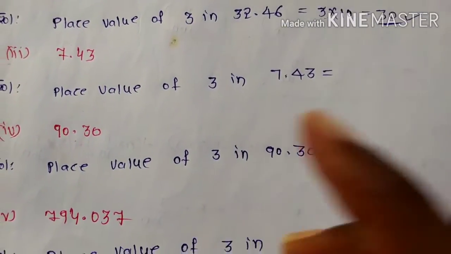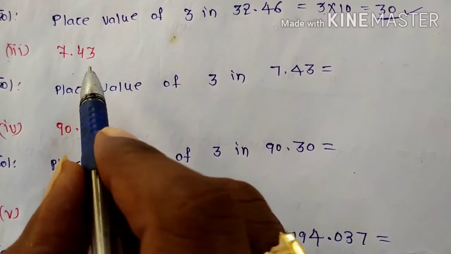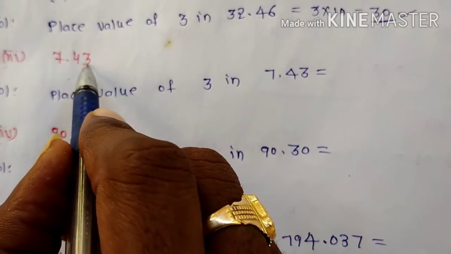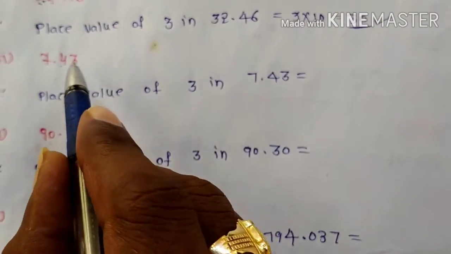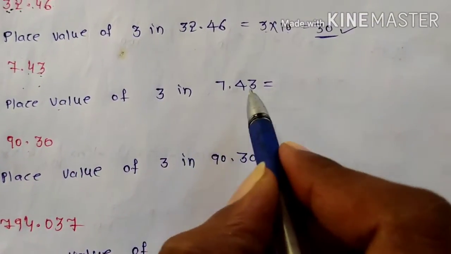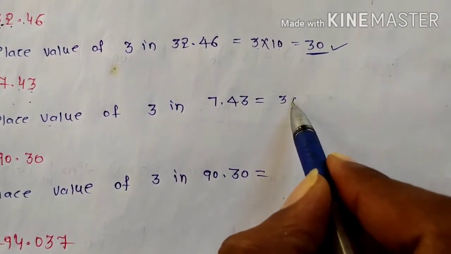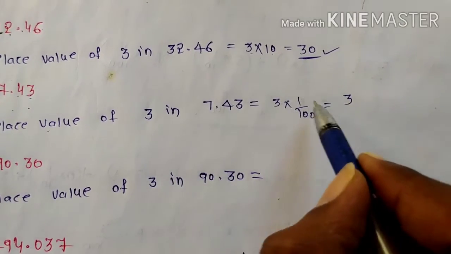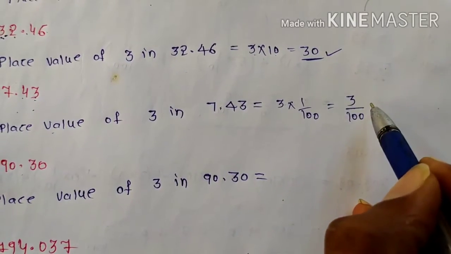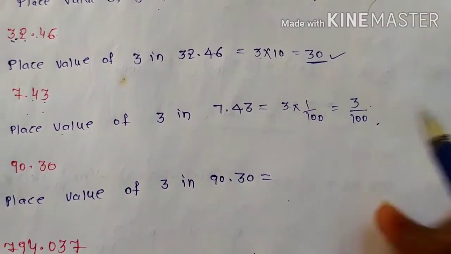In a similar way, you can see here 7.43. See, 3 is at which place? It is the 100th place. So you can divide with 100 only. Place value of 3 in 7.43 is equal to 3 into 1 by 100. Yes or no? 3 into 1 by 100 means 3 by 100. You can write the answer as 3 by 100.